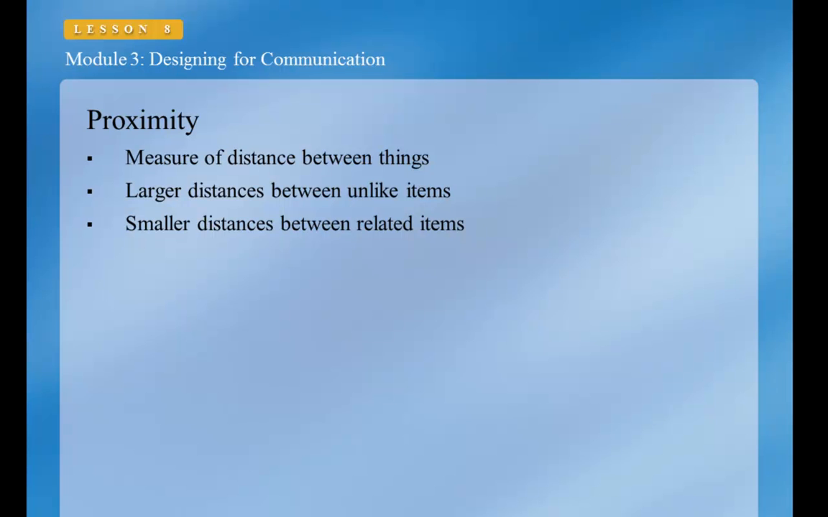Alright, so the alignment can help create a sense of balance on your website. Now let's look at proximity. Proximity is the measure of the distance between things. So that's the second question I wanted you to think about through the lesson. Sometimes you have a larger distance between unlike items, and other times you have smaller distance between related items. So when you're designing a web page, you're going to put the items that are related closer together, and then the items that are different you may put on a different page or a different part of the page.